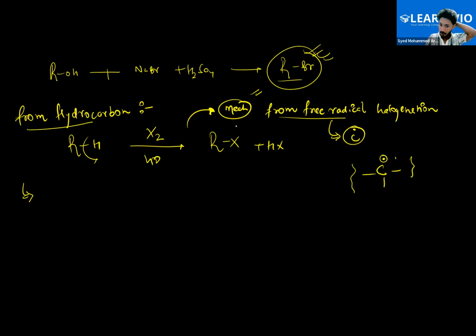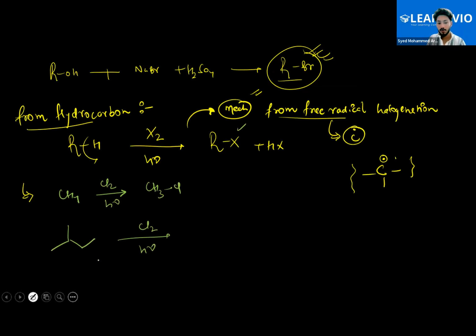My H will be removed, but there's a question I'll give you. CH4 is there, fine. What will happen if I react it with Cl2 in sunlight? CH3Cl will form. Fine. Again, I have this hydrocarbon, and I'm reacting it like this. Now the question comes up: where will my Cl be attached?